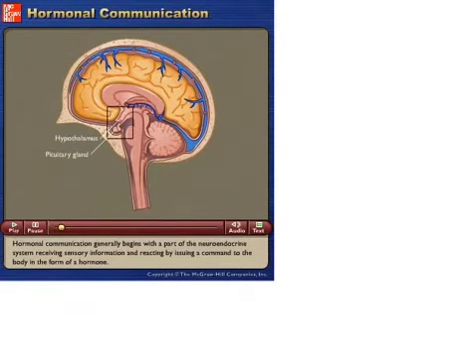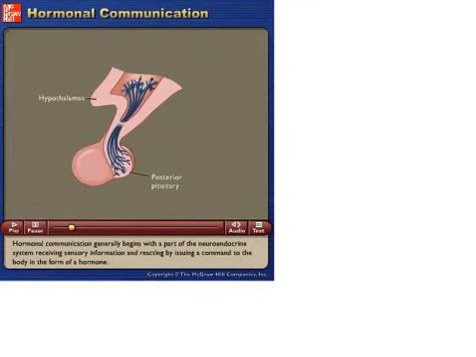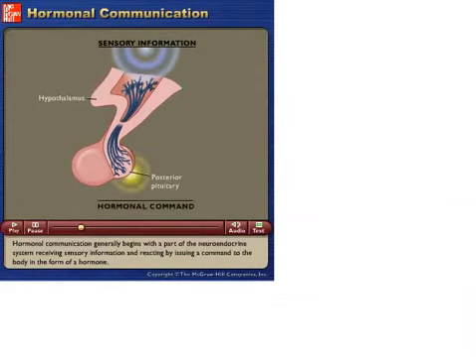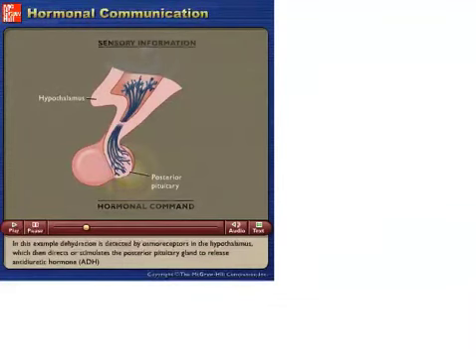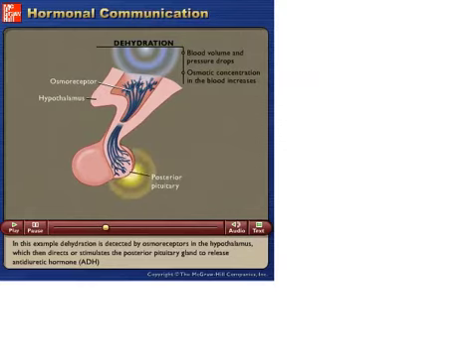Hormonal communication generally begins with a part of the neuroendocrine system receiving sensory information and reacting by issuing a command to the body in the form of a hormone. In this example, dehydration is detected by osmoreceptors in the hypothalamus, which then directs or stimulates the posterior pituitary gland to release antidiuretic hormone, ADH.